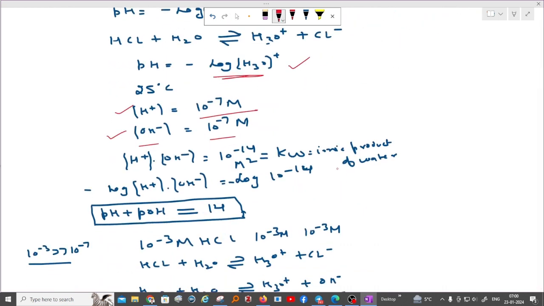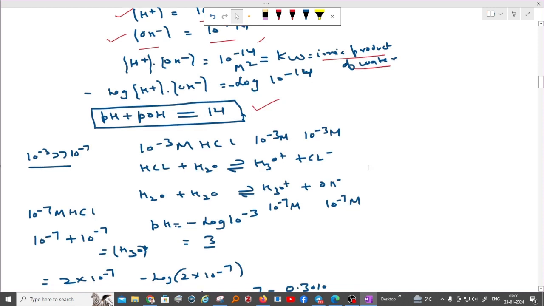Now if we multiply both, we get 10 power minus 14, which is nothing but the ionic product of water. This is called the ionic product of water. If we take the negative logarithm on both sides, we can easily derive that pH plus pOH is equal to 14. pH plus pOH is equal to 14. Now let's see some examples.